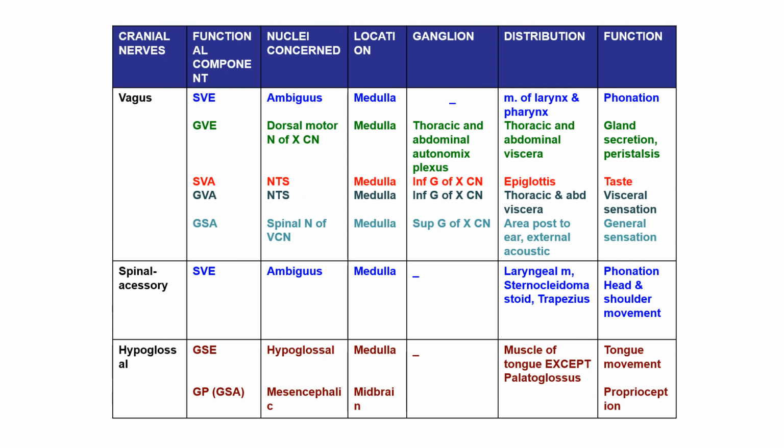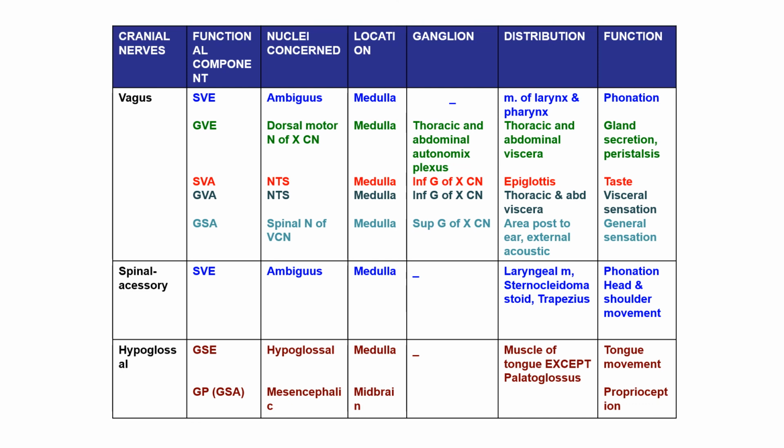Coming to the 10th cranial nerve, that is the vagus. The first functional component of this cranial nerve is the special visceral efferent column. The nucleus concerned with this component is the nucleus ambiguus, which is located in the medulla, distributed to the muscles of the larynx and the pharynx, and performs the function of phonation.